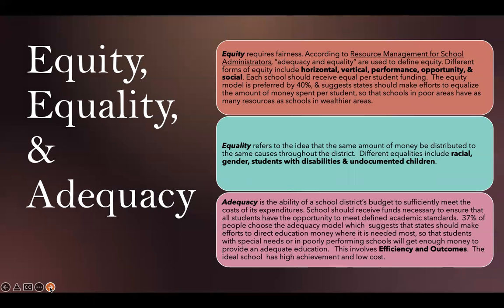This requires fairness, and according to the book, Resource Management for School Administrators, adequacy and equality are used to define equity. Different forms of equity include horizontal, vertical, performance, opportunity, and social, and each school should receive equal per student funding. The equity model is preferred by over 40% and suggests that states should make efforts to equalize the amount of money spent per student so that schools in poor areas have as many resources as schools in wealthier areas.